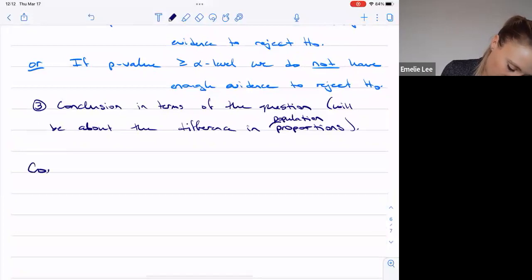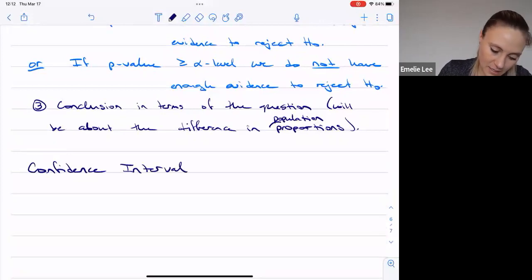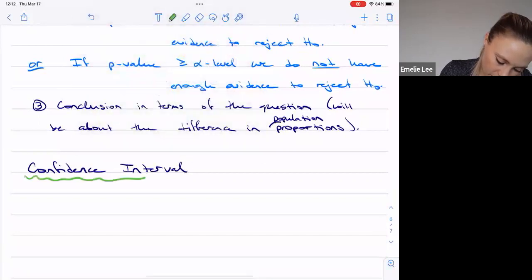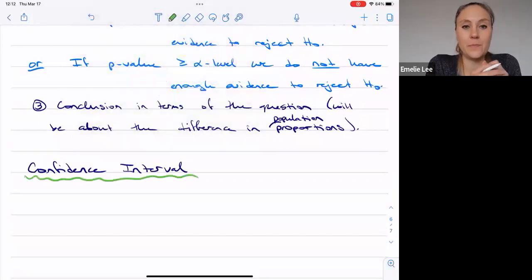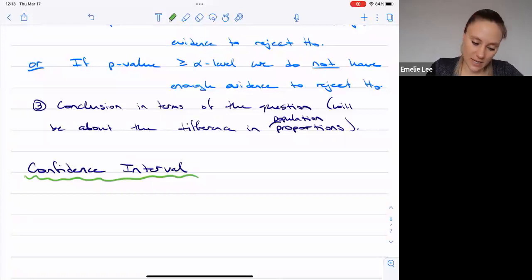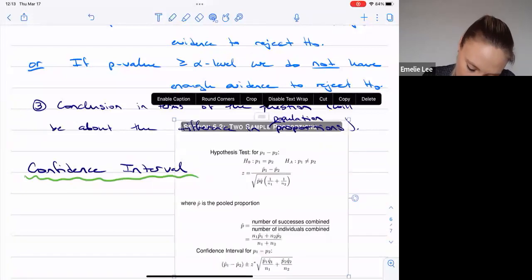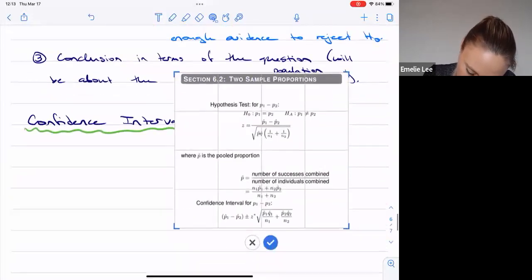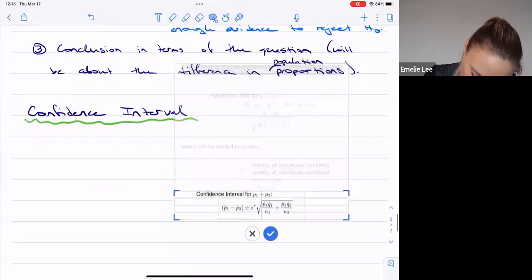What if I want to do a confidence interval? Well, it's easy enough. Once we have checked the conditions and we have the formula, which I've already given to you in that formula sheet, I'll paste that in here again, and I'm going to crop it down so that it's just the stuff that we need.